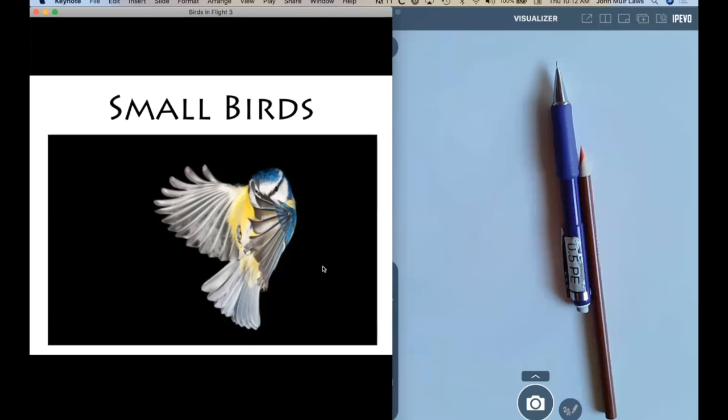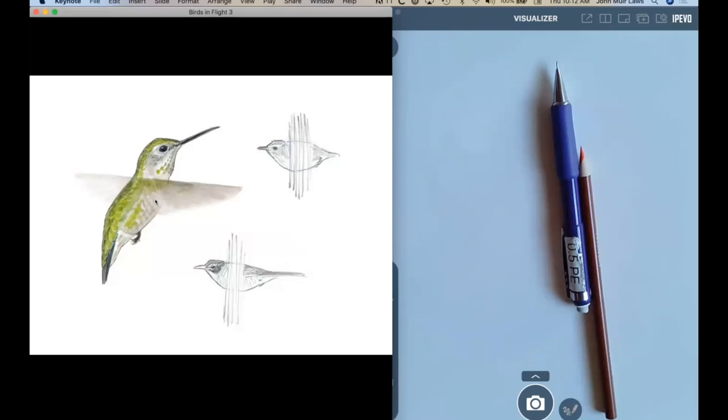All right, so let's start with some small birds. Here is some high-speed photography of a small bird in flight. And some people think that you're supposed to somehow be able to see what is happening here, but it's just a little blur. So my way of handling that is you draw the blur. Draw the blur.